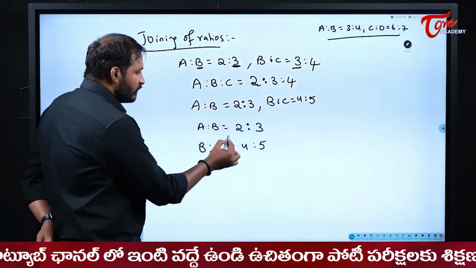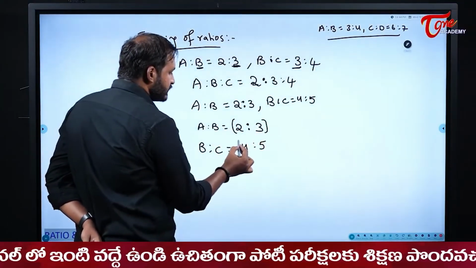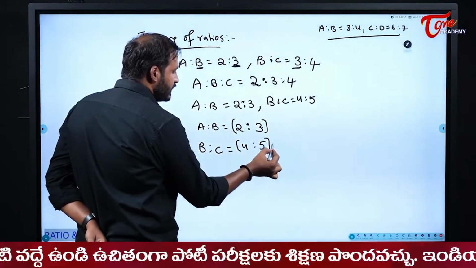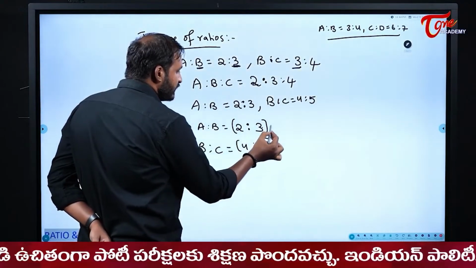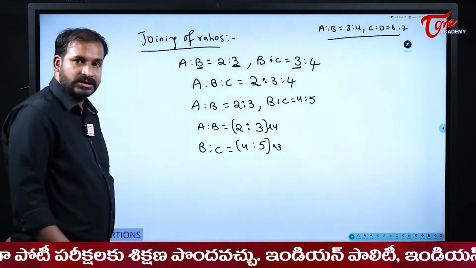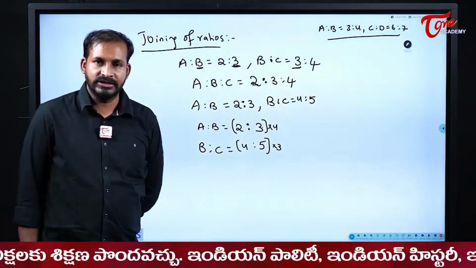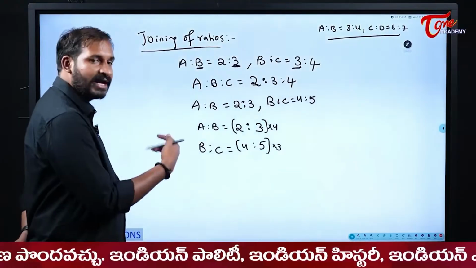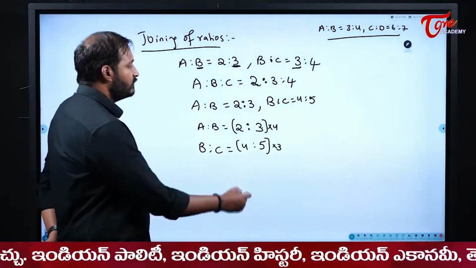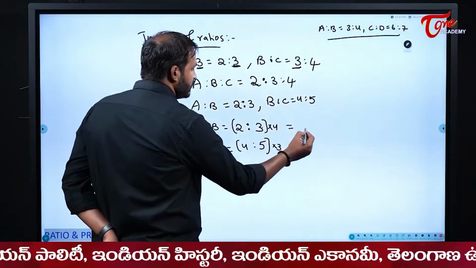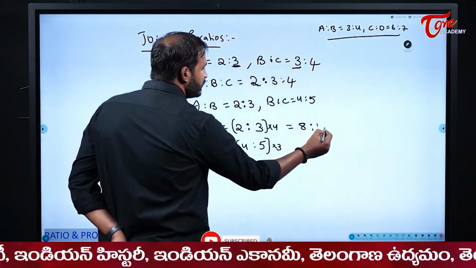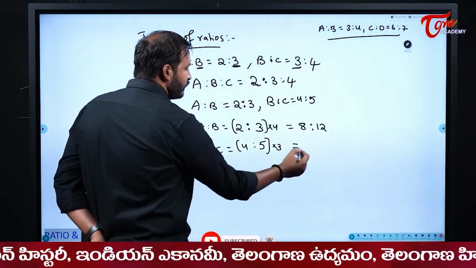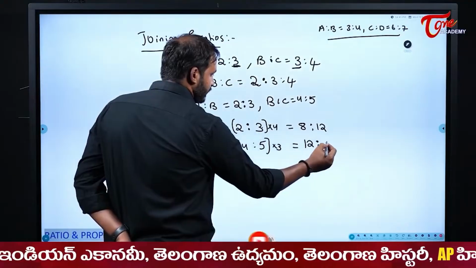To equalize these two values, I will multiply this 3 here and I will multiply this 4 here. Understood? I can multiply a constant to any ratio, right? By taking advantage of that, I will do this. So 2 into 4 is 8, 3 4s are 12. And next, 3 4s are 12 and 3 5s are 15.